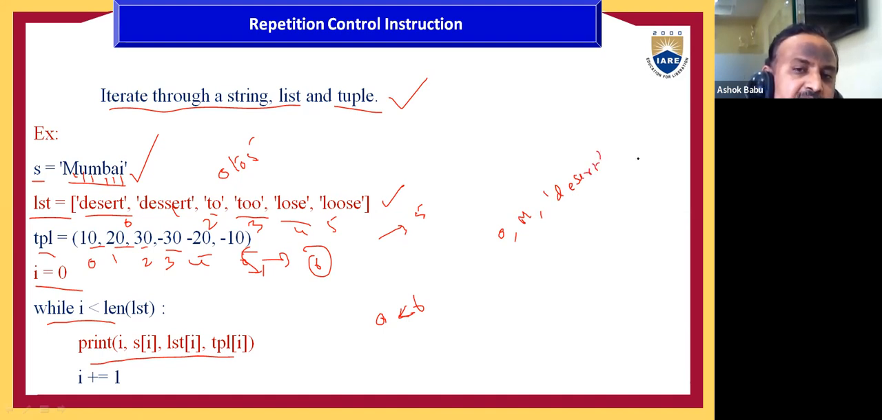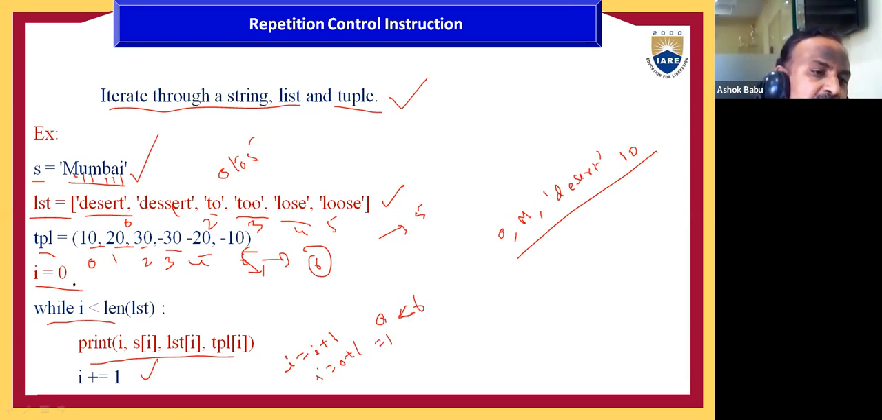Then tuple of I, tuple of 0. Tuple of 0 is 10. It is the output. Then come to the final one, I plus equal to 1. I plus equal to 1 means I is equal to I plus 1. Therefore, I equal to 0 plus 1. 0 plus 1 is 1. Now I equal to 1.